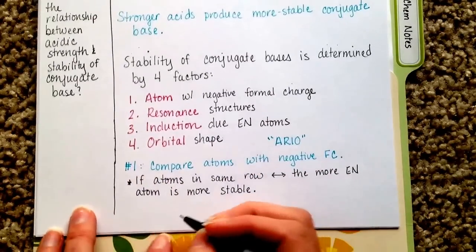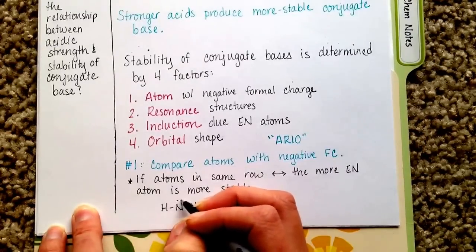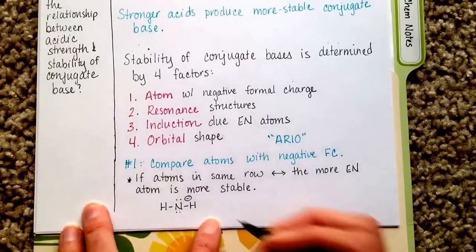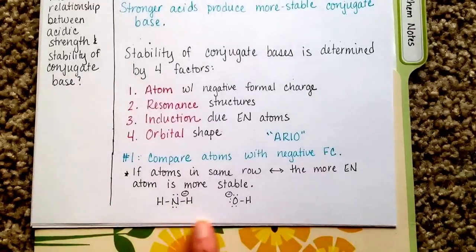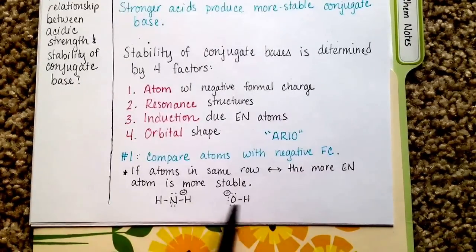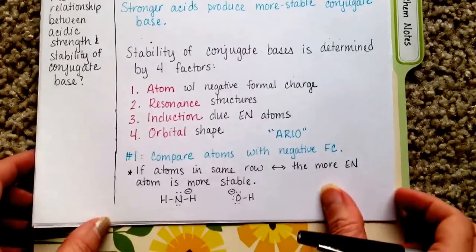So that would be something like if we were comparing the relative stability of this versus this. In these two bases, the negative formal charge is on the nitrogen, the negative formal charge is on the oxygen. Both of those atoms are in the same row on the periodic table. Oxygen is the more electronegative atom of the two, which means that this base is more stable than this base. And therefore, the acid that produced this conjugate base is more acidic than the acid that produced this conjugate base.